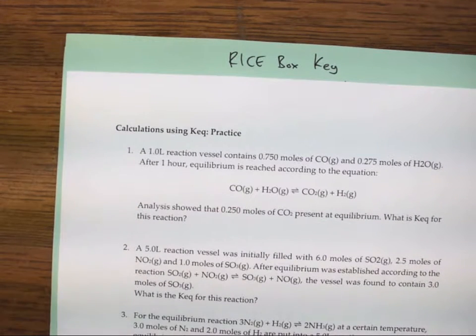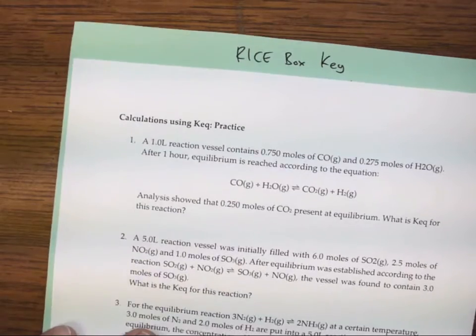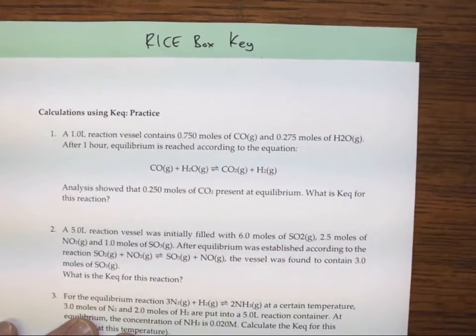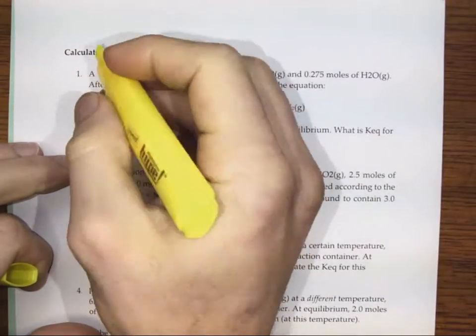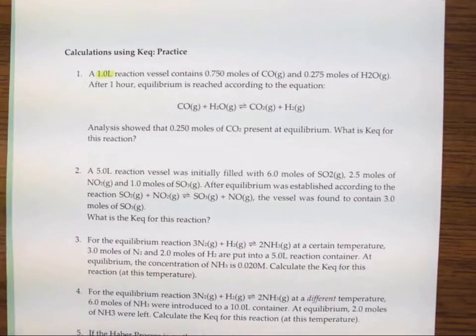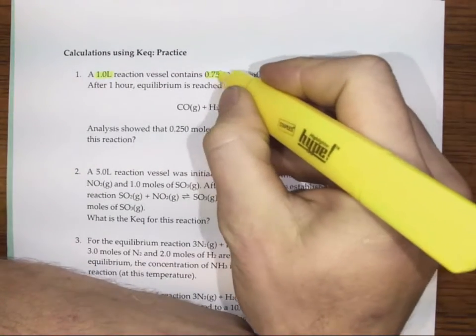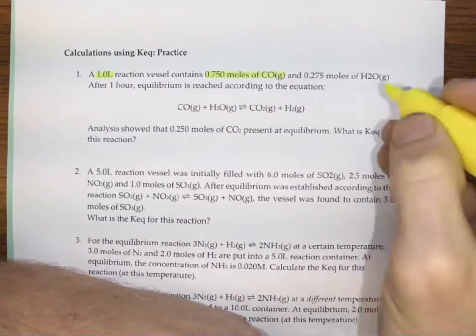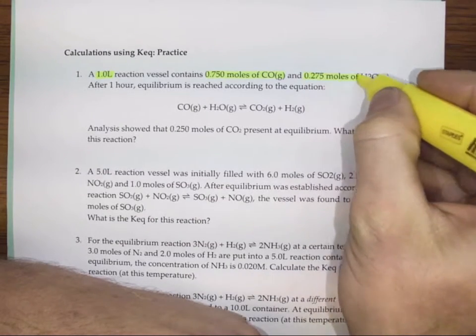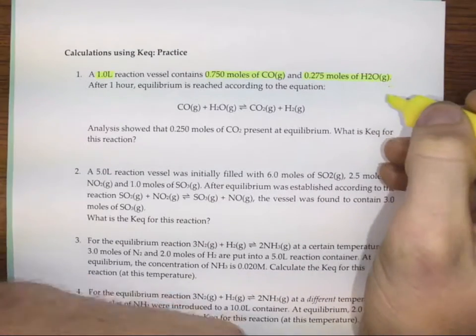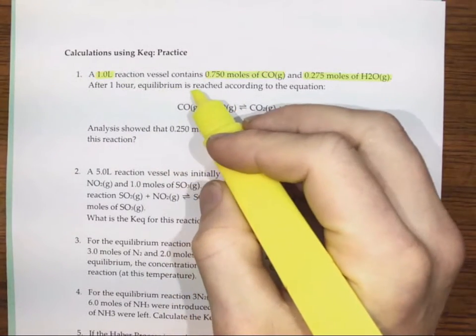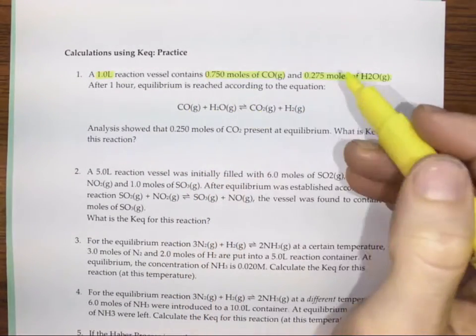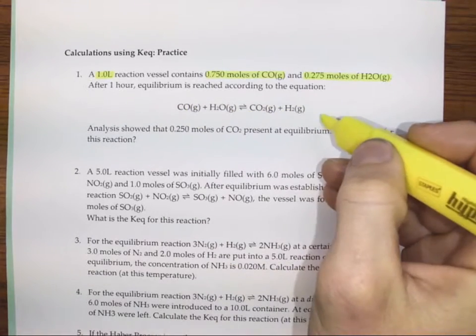So let's start with, okay, we've got a 1 liter vessel. All right, so we have a volume of 1 liter, and that contains some carbon monoxide. And it contains some water. I meant to make that a subscript, but forgot. And then, after 1 hour, equilibrium is reached. And this is the equilibrium reaction.